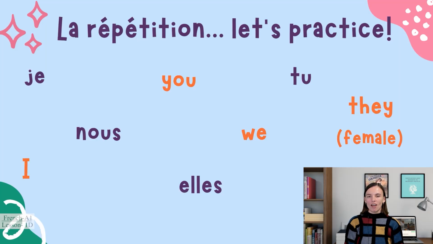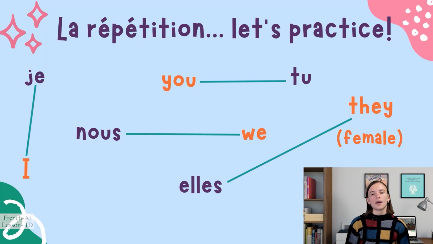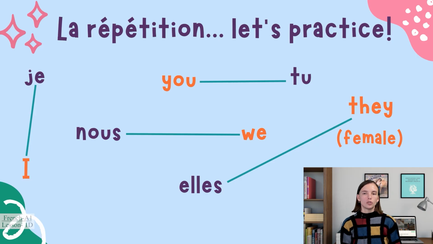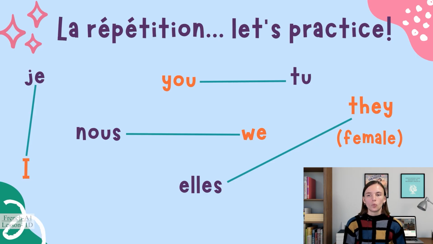Yes, that's right. Je goes with I. Tu goes with you. Nous is we. And Elles, with an S on the end, is they, female. Bravo, super, well done.